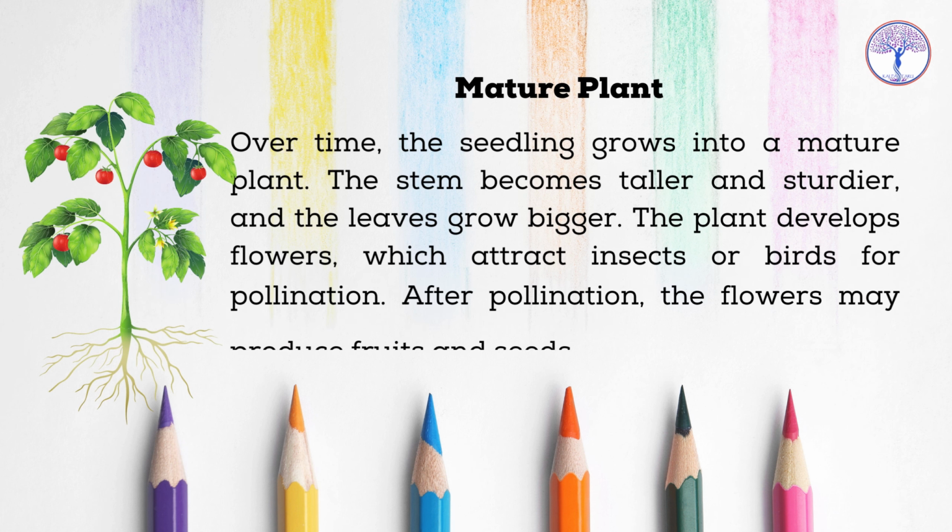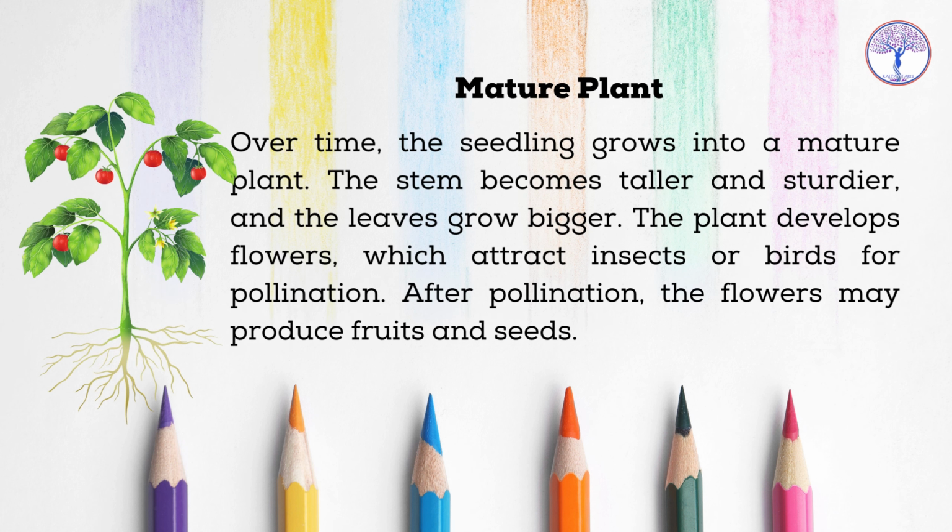Mature plant. Over time, the seedling grows into a mature plant. The stem becomes taller and sturdier, and the leaves grow bigger. The plant develops flowers, which attract insects or birds for pollination. After pollination, the flowers may produce fruits and seeds.